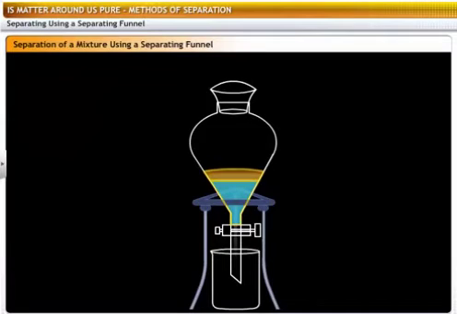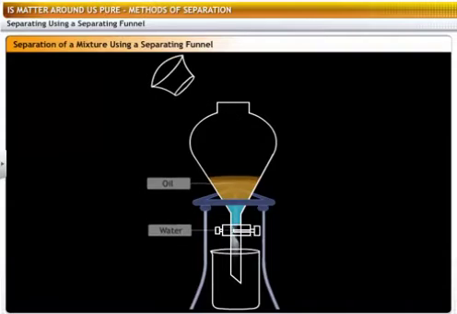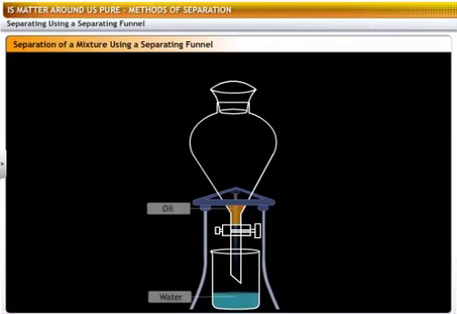Two layers separate out. Oil being lighter forms the top layer and water forms the lower layer. Remove the stopper and open the tap to run the water layer into a beaker. You will be left behind with just the upper layer of oil.